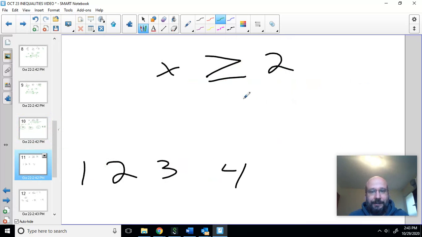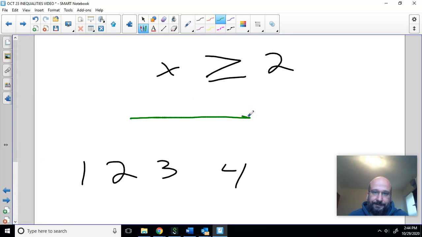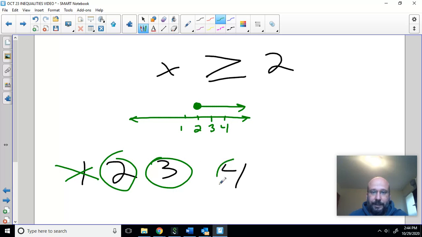X is greater than or equal to 2, so on our number line, 2 is included in anything more. So 1's here, so it can't be 1, but it can be 2 because that's included. And of course, it can be 3 and 4 because they're greater than 2. So x could be in these 3 choices.